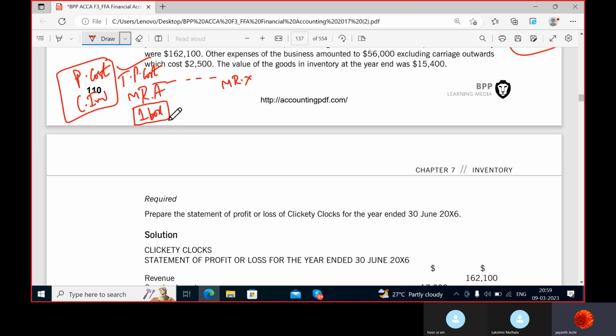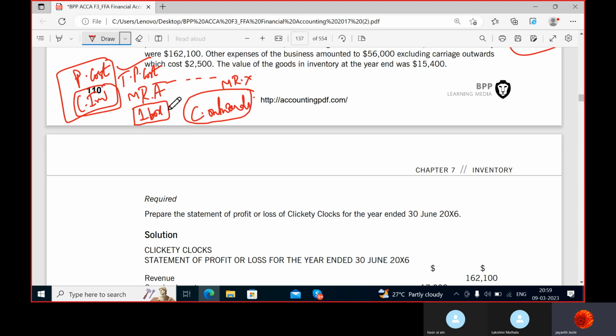Okay. So the carriage inwards is spent only when the inventory is bought at once. But the delivery is done to multiple customers on a daily basis and spent on a daily basis. Correct or wrong? It's a routine expense, and I would call that carriage outwards. Why will I call this carriage outwards?